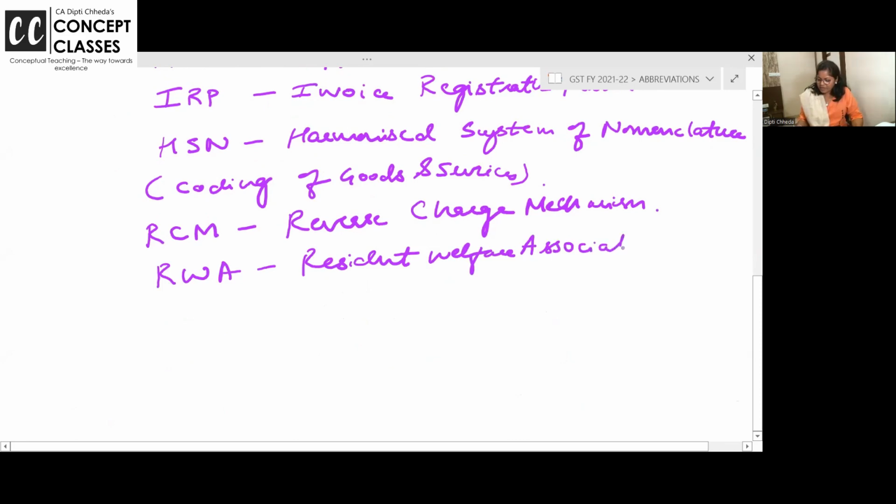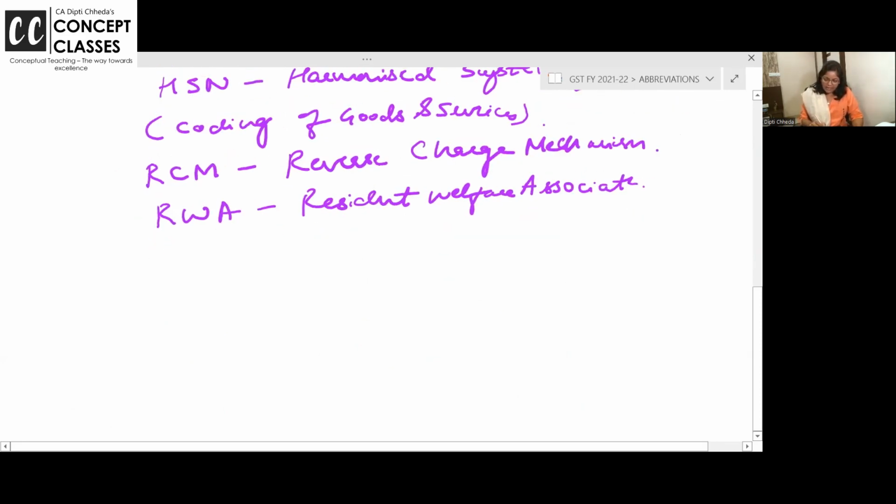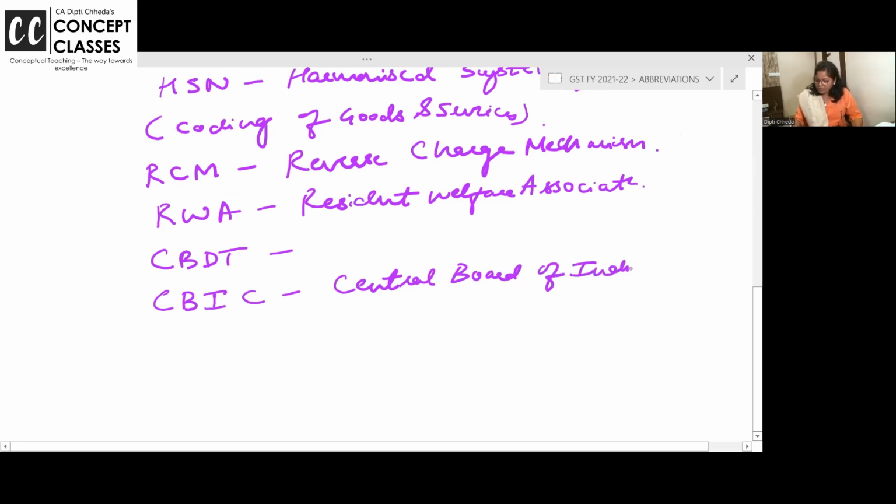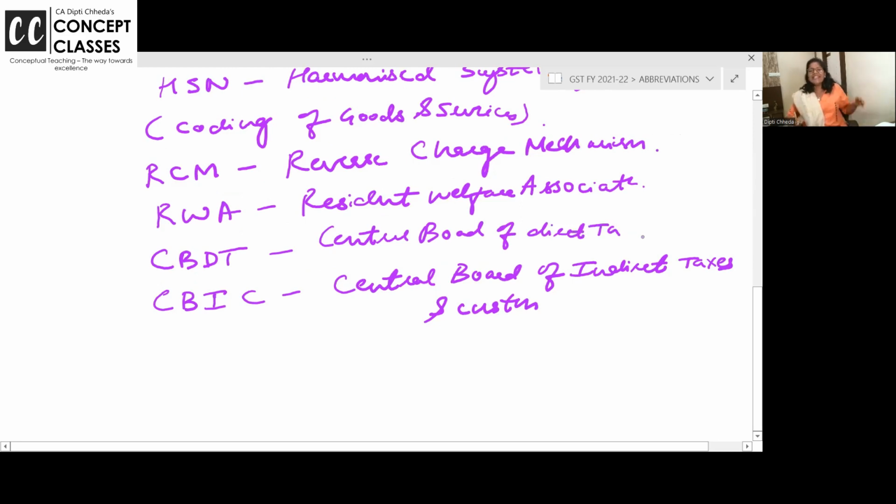Resident Welfare Association. And then we all know what CBDT is, Central Board of Direct Taxes. Like that, indirect taxes in India are governed by CBIC, Central Board of Indirect Taxes and Customs. Central Board of Direct Taxes is the highest authority to govern income tax in India. So CBIC, Central Board of Indirect Taxes. And for this we have the GST Council also.